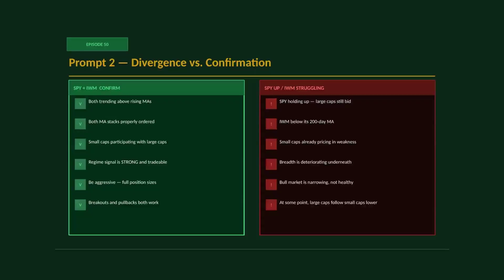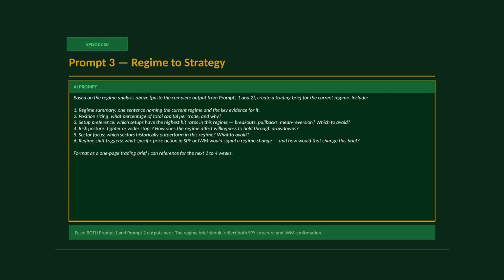You've classified the regime, now translate it into concrete trading decisions. This is where most regime analysis falls apart. Traders say it's a bull market, and then trade exactly the same way they always do. They don't adjust position size. They don't shift their setup preference. They don't change their risk posture. Prompt 3 does that translation.